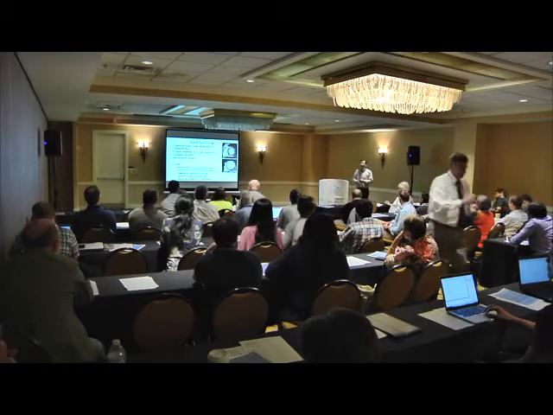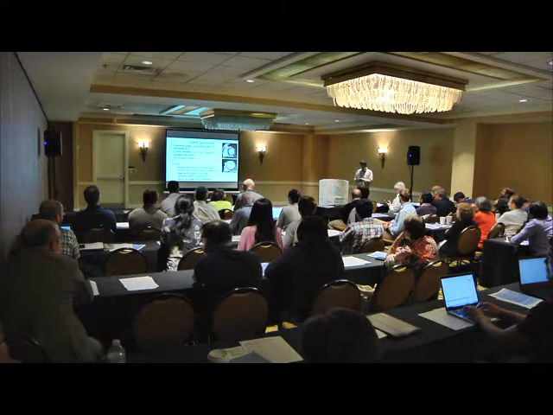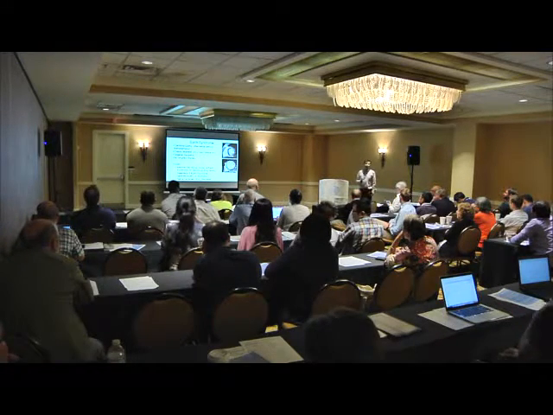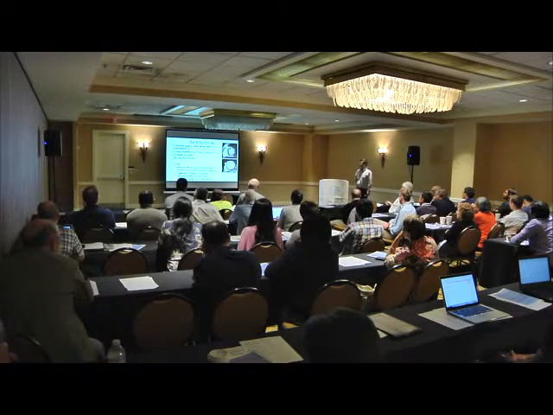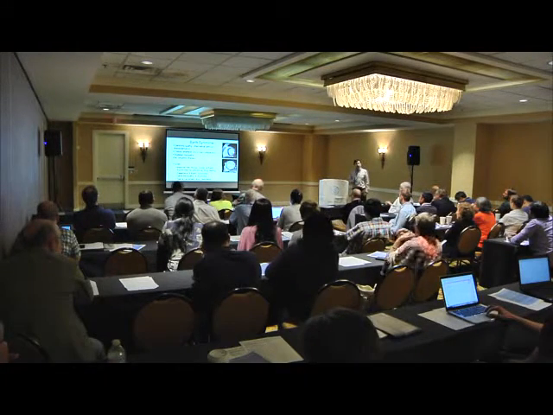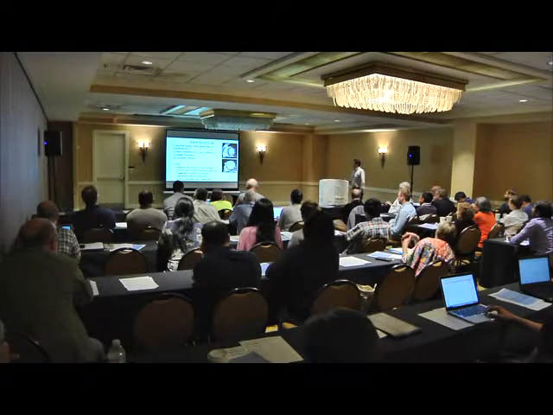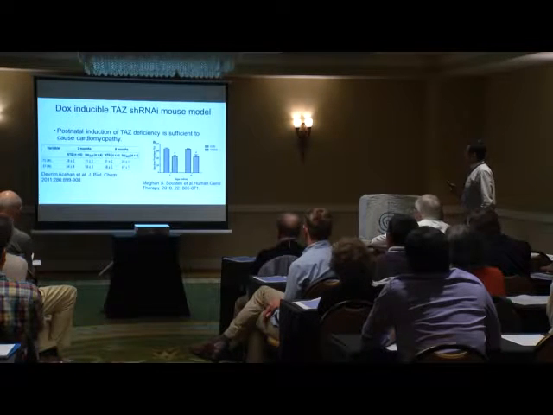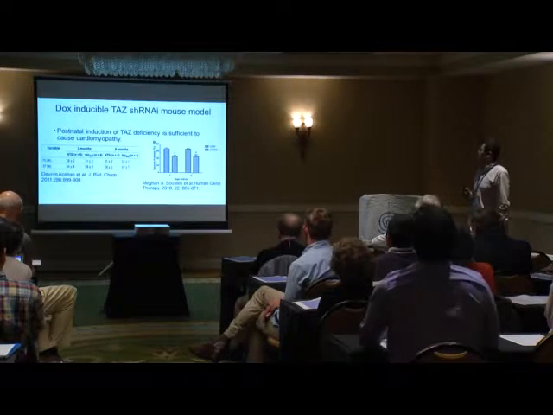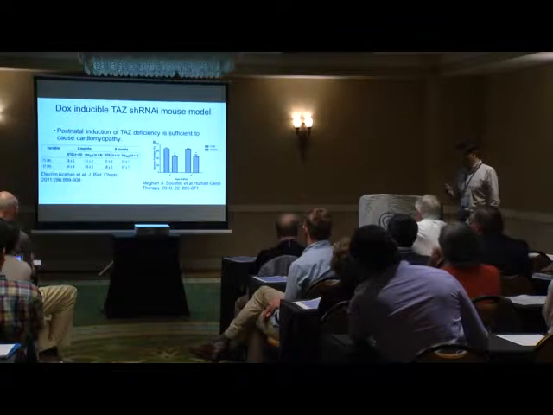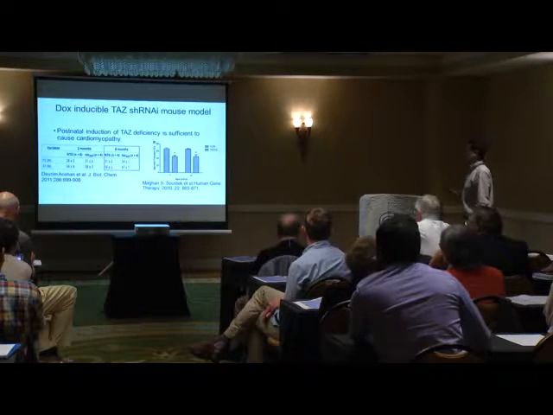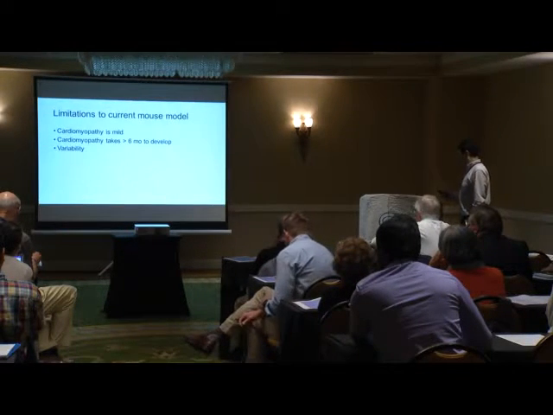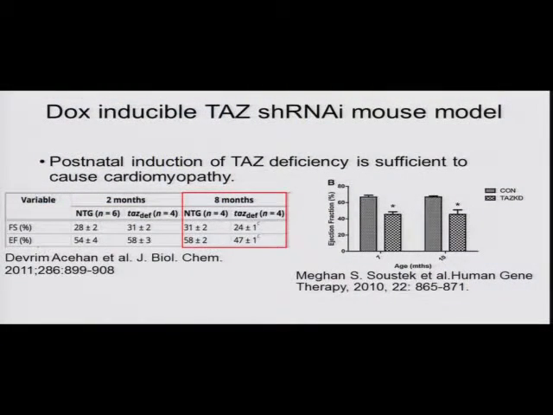The most common cause of death in Barth syndrome is cardiomyopathy, and so far there is no targeted therapy. So the goal here is to find this kind of therapy in the mouse model. The pioneer work tells us induction of TAZ deficiency is sufficient to cause cardiomyopathy, and there is clear heart dysfunction in the mouse model after, I think, 7 or 8 months of induction.